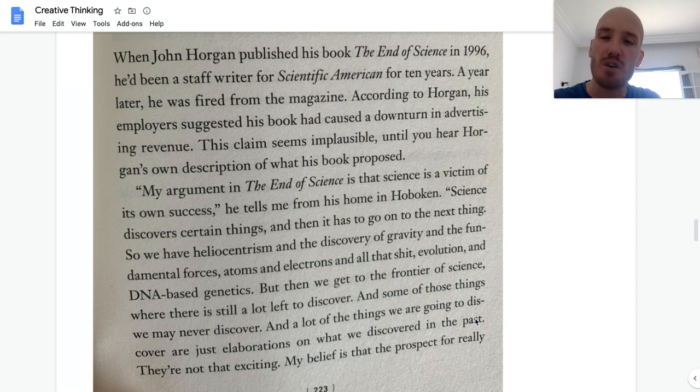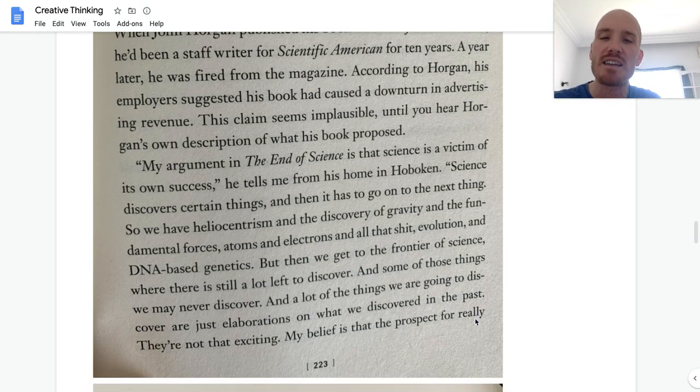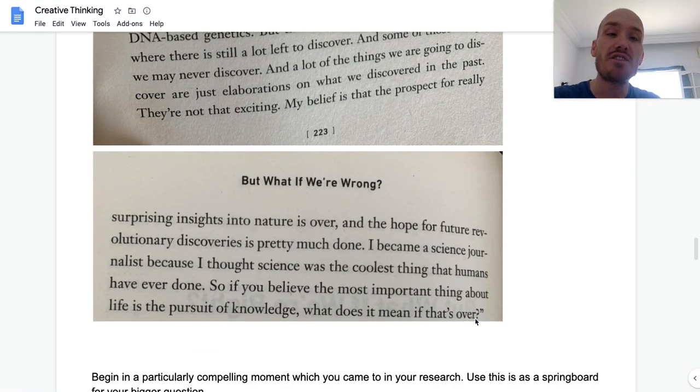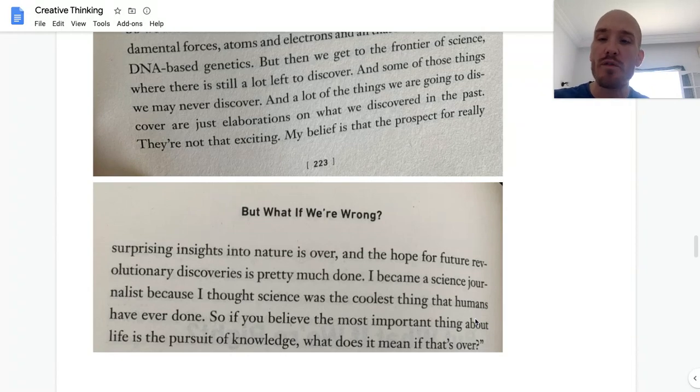Science discovers certain things, and then it has to go on to the next thing. So we have heliocentrism and the discovery of gravity and the fundamental forces, atoms and electrons and all that, evolution and DNA-based genetics. But then we get to the frontier of science, where there is still a lot left to discover. And some of those things we may never discover, and a lot of the things we are going to discover are just elaborations on what we discovered in the past. They are not that exciting. My belief is that the prospect for really surprising insights into nature is over, and the hope for future revolutionary discoveries is pretty much done.